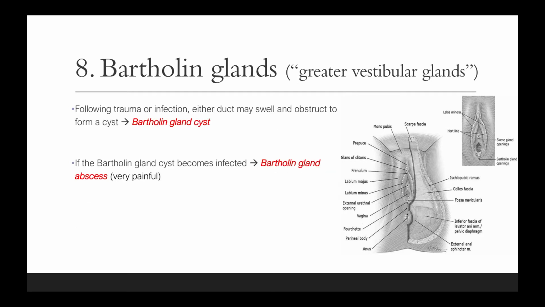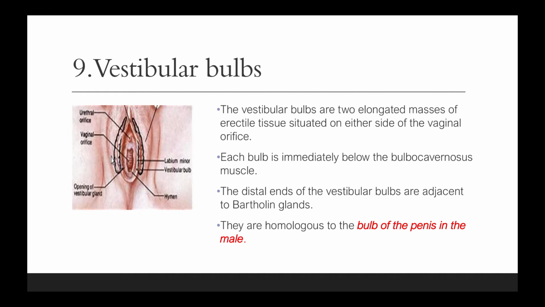And following trauma or infection, either duct of the Bartholin's glands may swell and obstruct to form a cyst, which we call the Bartholin's gland cyst. Now, if this Bartholin gland cyst becomes infected, it becomes very, very painful, and that's what we call the Bartholin's gland abscess. Next, we have the vestibular bulbs.